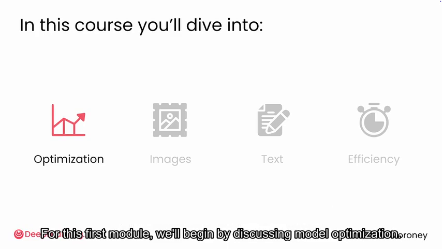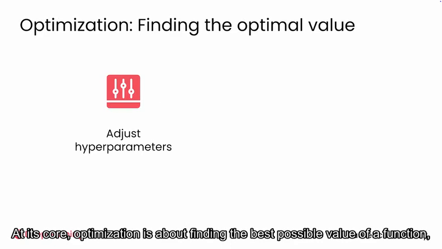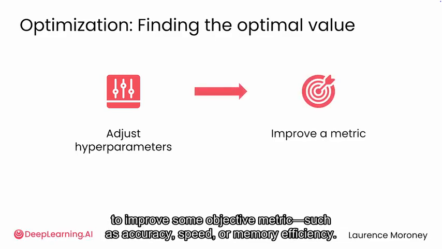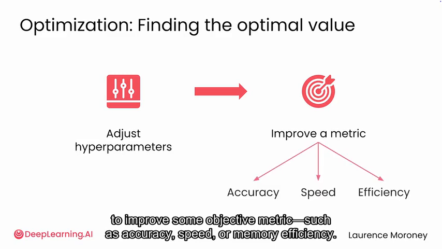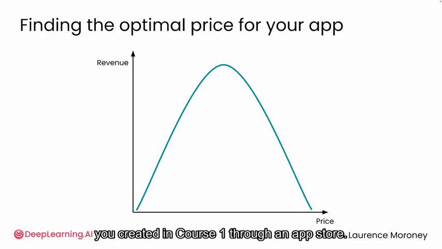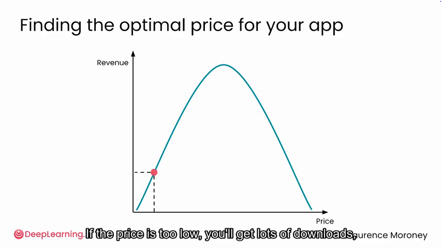For this first module, we'll begin by discussing model optimization. At its core, optimization is about finding the best possible value of a function, like a maximum or a minimum. In machine learning, this often means adjusting parameters or architecture to improve some objective metric, such as accuracy, speed, or memory efficiency. Imagine you wanted to sell that plant identification app you created in course 1 through an app store. You'd try different subscription prices, and then you'd track how much revenue you earn. If the price is too low, you'll get lots of downloads, but you won't make much money per download.